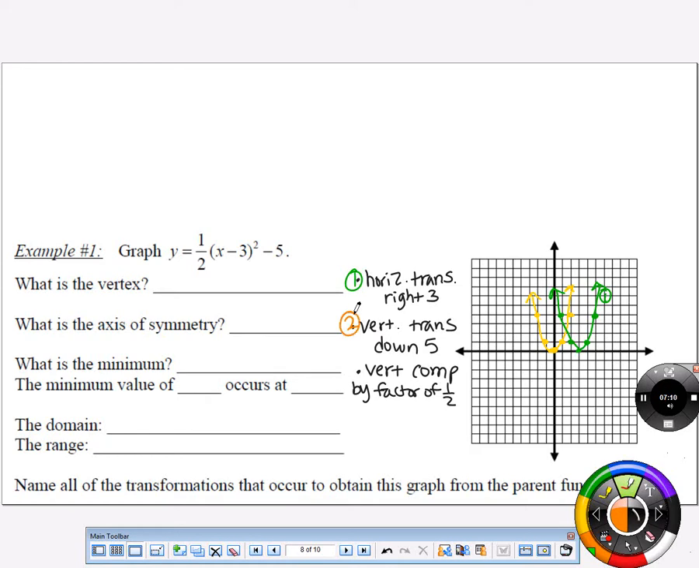The next transformation we listed is a vertical translation down 5. I'm now going to take every point, not from the parent function, but from where I am now, and move everything down 5. Okay?